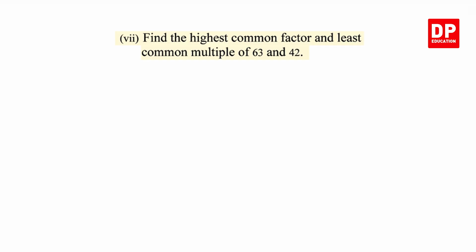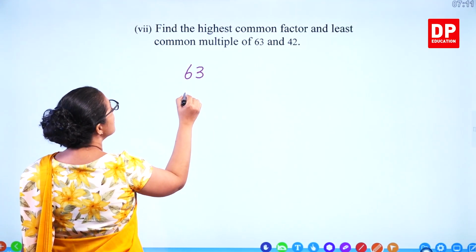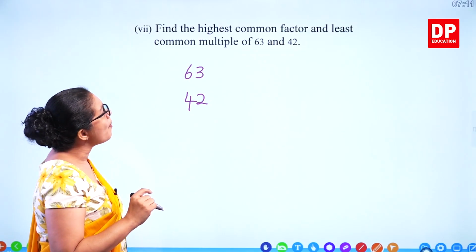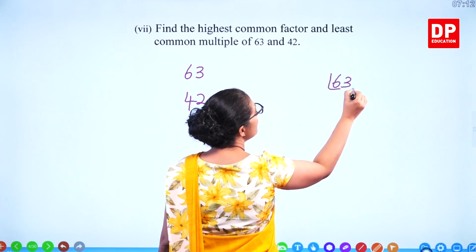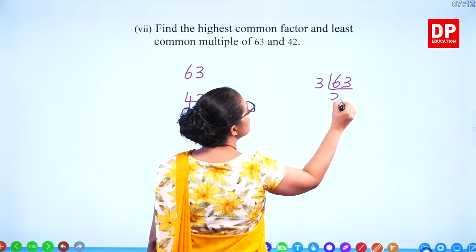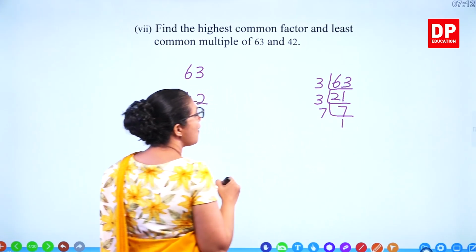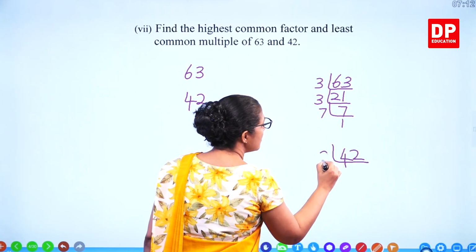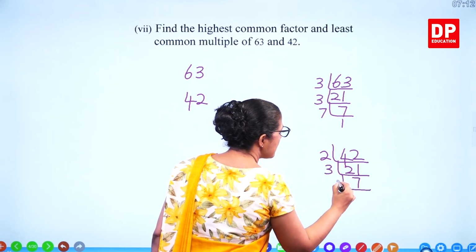Find the highest common factor and least common multiple of 63 and 42. So how do we find the highest common factor and least common multiple? We'll find the factors of 63. We can divide by 3. Again, divide by 3 and 7. Those are the prime factors. What are the prime factors of 42? You can divide by 2 and divide by 3 and 7.